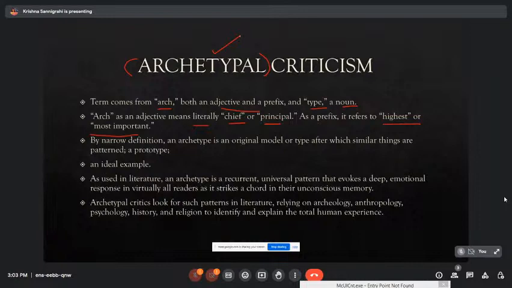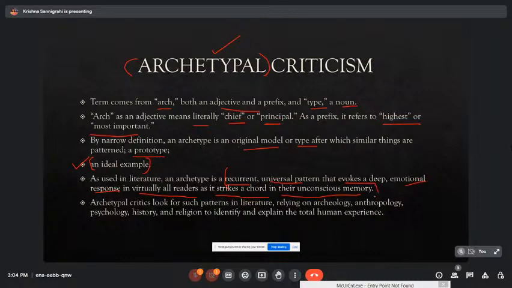Now, by narrow definition, an archetype is an original model or type, after which similar things are patterned, that is a prototype. So it is referring to an ideal example. An appropriate and ideal example of something is referred to as archetype. As used in literature, an archetype is what? It is a recurrent, universal pattern that evokes a deep emotional response in virtually all readers as it strikes a chord in their unconscious memory. This is important from the aspect of what archetypal criticism does.